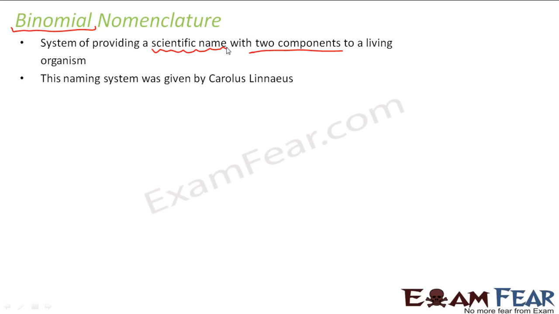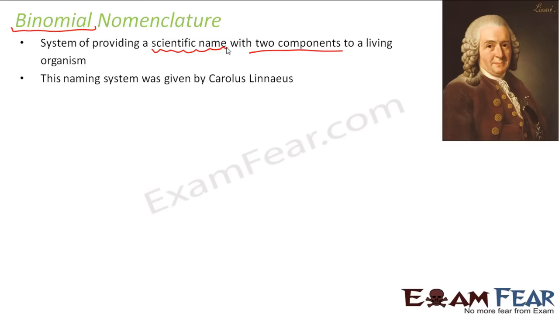This naming system was given by Carolus Linnaeus. Carolus Linnaeus was famous because of this binomial nomenclature. He first started with this system of naming. Now what are these two components which form the scientific name? The first component is called the generic name and the second component is called the specific epithet. These two parts together form a scientific name or a binomial name.